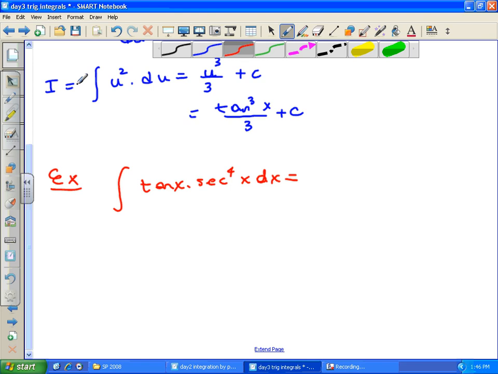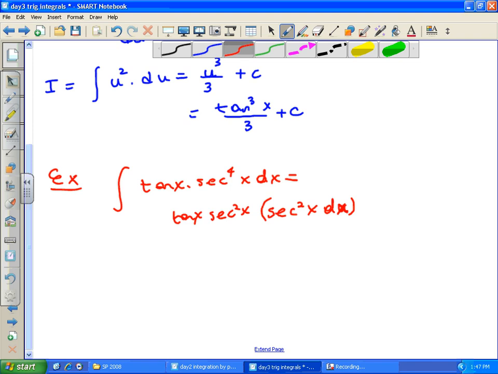Let's just take the other approach to see if we would get stuck. If I try to separate a secant square on the side for my du, what would that leave me with? Another secant square here, right? A tangent here. Now, if you reserve a secant square x dx for your du, then everything else has to be written in terms of which expression? In terms of tangent, right? And in this case, it looks like we can actually accomplish that, because secant square is equivalent to 1 plus tangent squared, right? We can do that, multiply the tangent out. It looks like this is going to work, okay?